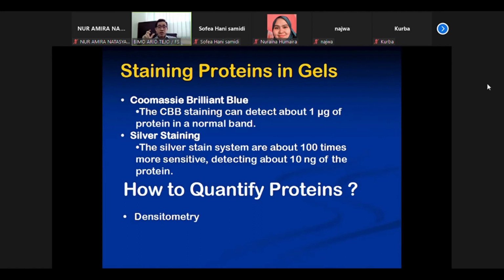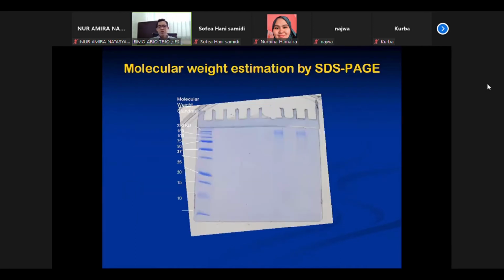So dia more sensitif. But in most cases, we start with CBB. If we don't see the protein that we want, and then we go to silver staining, then it will detect the protein that cannot be seen when you stain the protein using CBB, ya. And then lepas you letak warna, of course kita nak quantify kan. You want to quantify the proteins, then we use the densitometry.